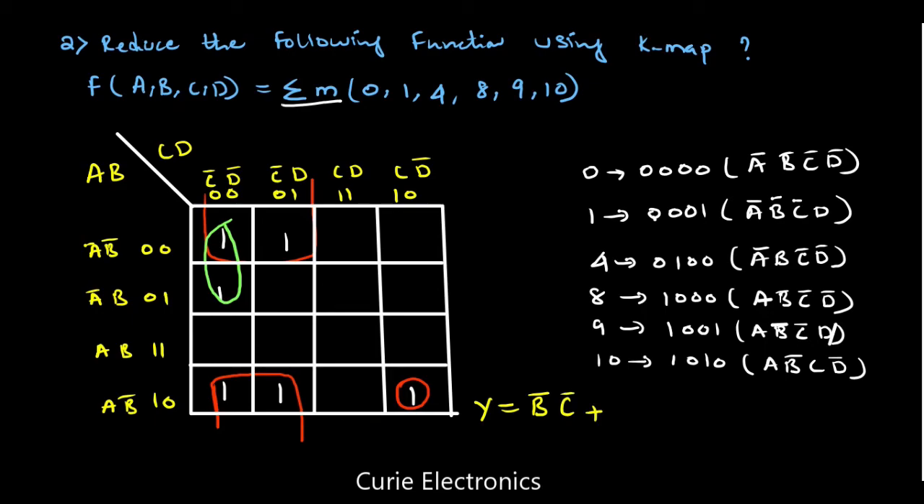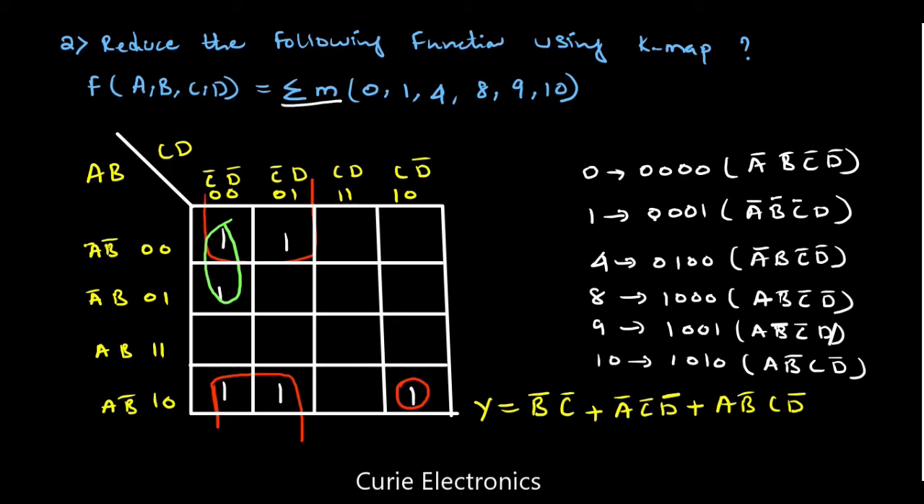Or next we have a pair. That is the row-wise A bar, B bar, A bar, B. So A bar will be there. Column we have to just write it. That is C bar, D bar. Or what does this single one represent? That is A, B bar, C, D bar. So that is the reduced expression for that. So what we got? B bar C bar, A bar C bar D bar, A B bar C D bar.